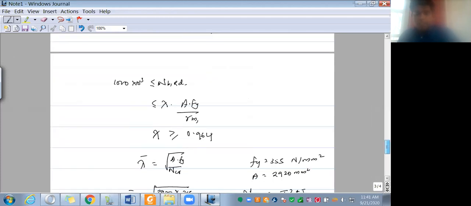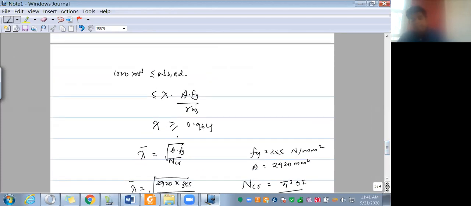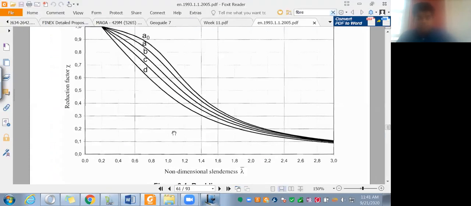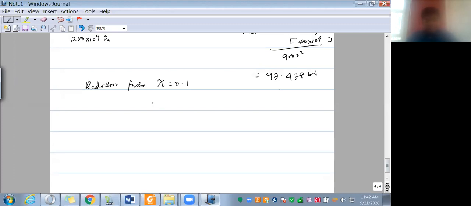Okay, so we have considered the chi value should be greater than or equal to 0.964 to satisfy the section. So now the section is going to fail by buckling because it doesn't satisfy this requirement. So it is 0.1, which means the failure is dominated by buckling. So N_b,Rd is 0.1 into A into Fy over gamma M1.